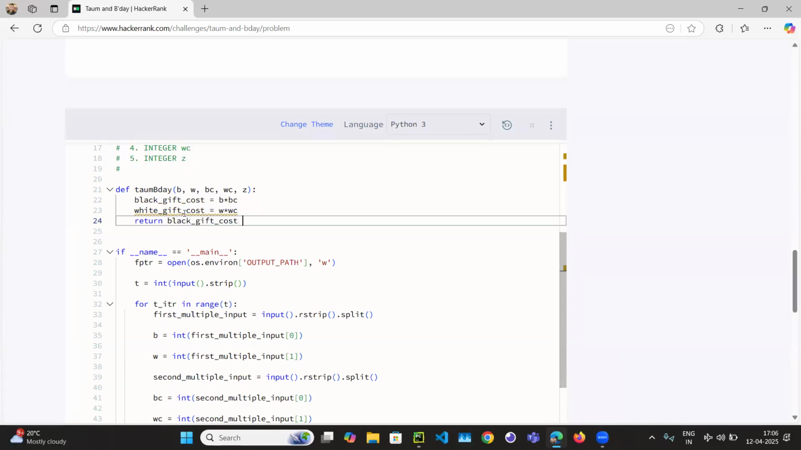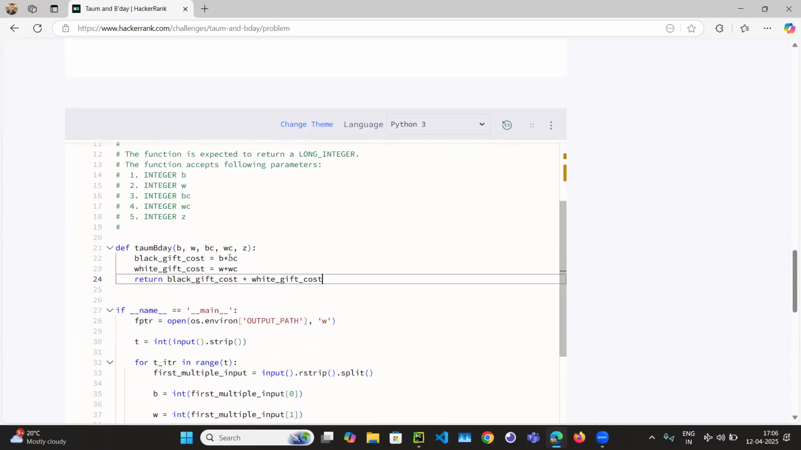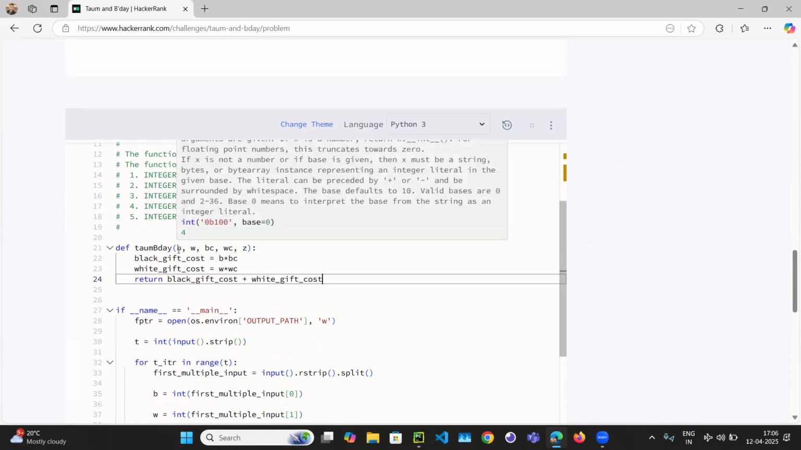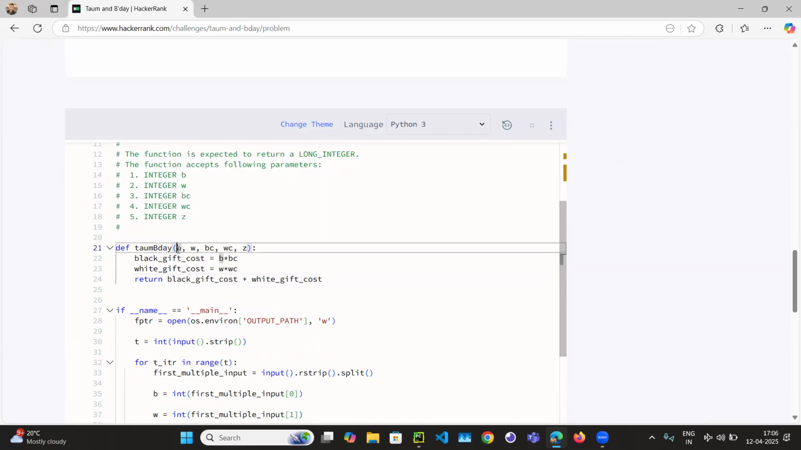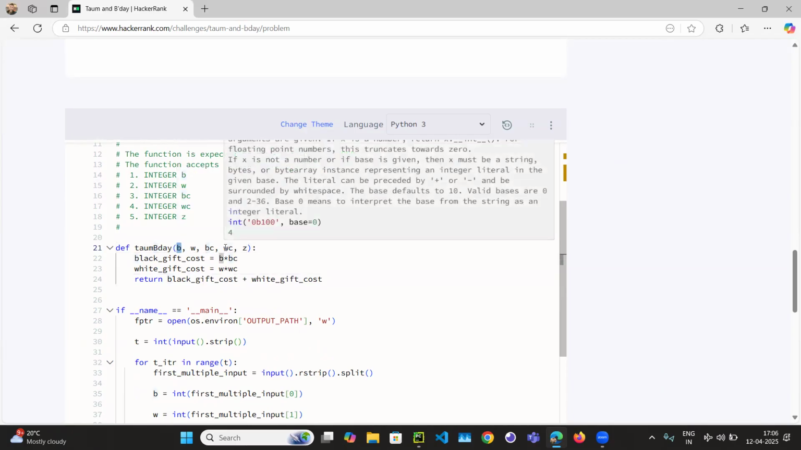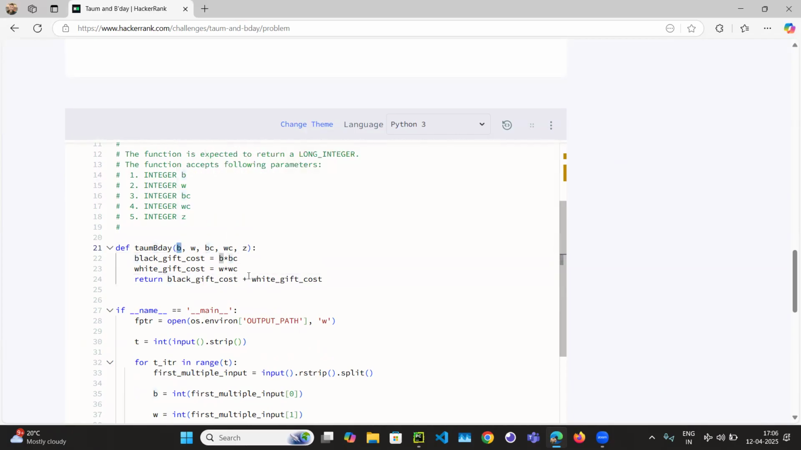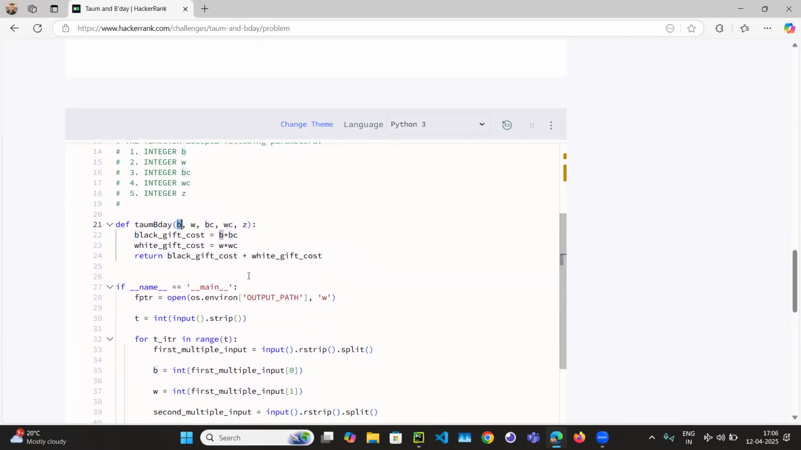Black gift cost plus white gift code. So this is the straightforward answer, but this is not going to work because you need to find the minimum. Currently we are not converting black into white and white into black, right? So basically you have to find the minimum cost.